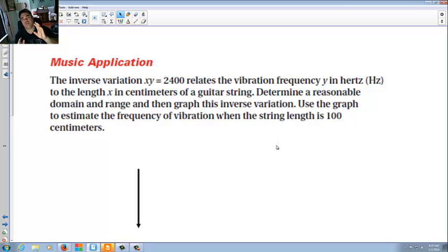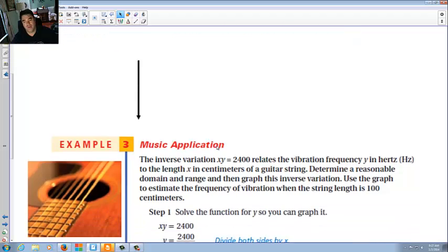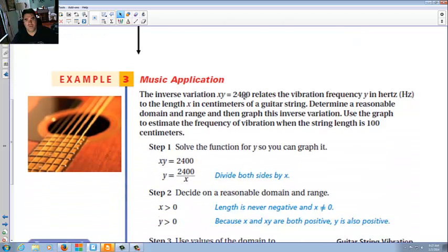Long story short, lots of string instruments have sounds based on how long the string is, how tight it is, lots of factors. And one of them in this case is xy equals 2400. So they want to use the graph to estimate the frequency of vibration when the string length is 100 centimeters. Let me give you a little help here. So basically you start off with your 2400. You say, okay, xy equals 2400.